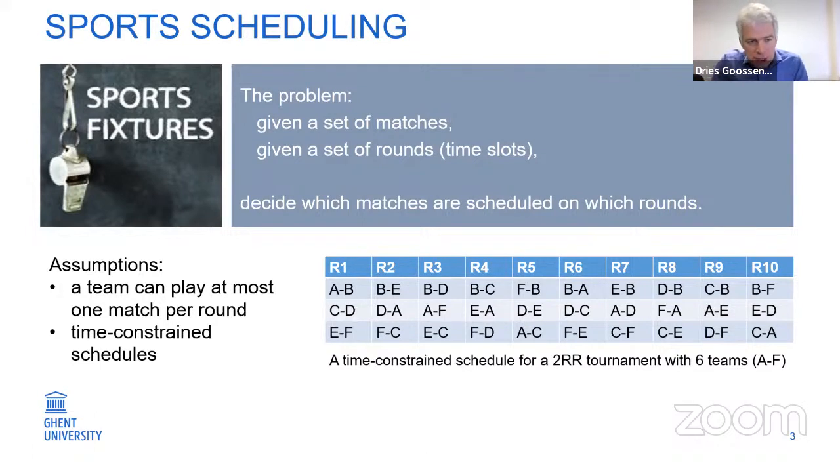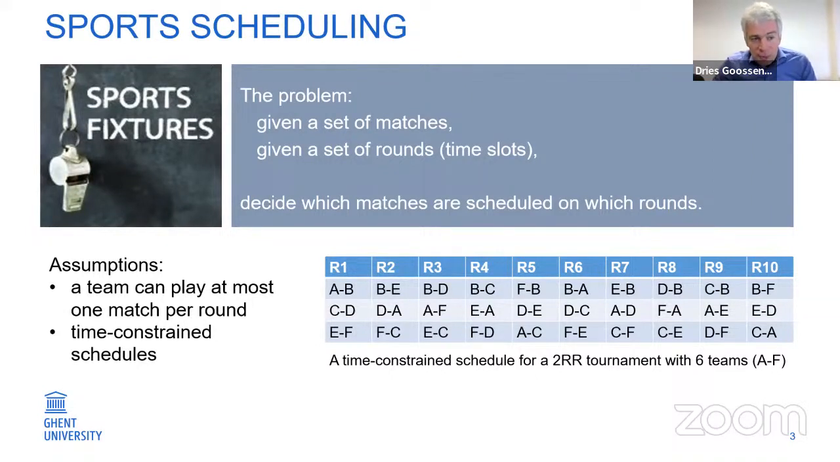A few key assumptions. One assumption very common in sports scheduling is that a team can play at most one game per round, right? And you see an example here of a schedule. This is a so-called time constraint schedule for a double round robin tournament with 6 teams. So teams labeled A to F, and you can see for every one of the 10 rounds which games are scheduled to that round. This is what we call a time constraint schedule, which means that the number of rounds that has been given is exactly what you need to schedule all the games, right?